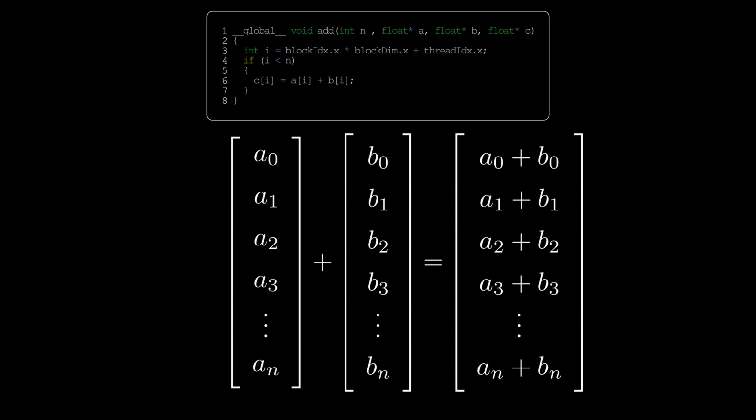Here is the GPU code that lets us achieve this. The first difference that we can notice is the global keyword. This is just information to the compiler that this function is to be run on the GPU.